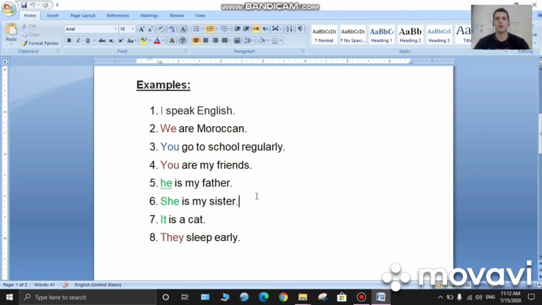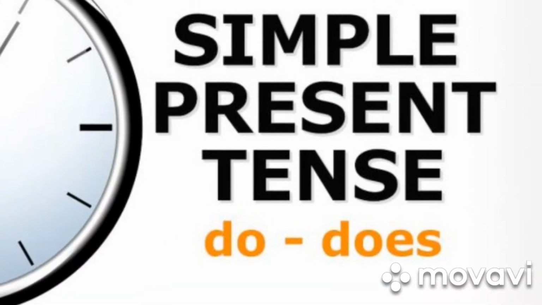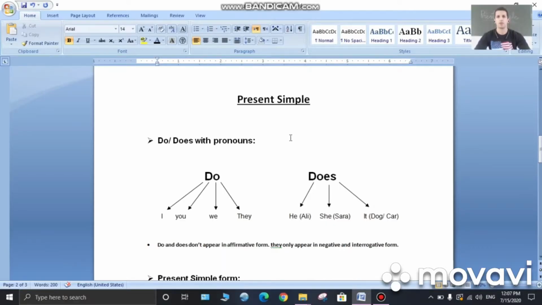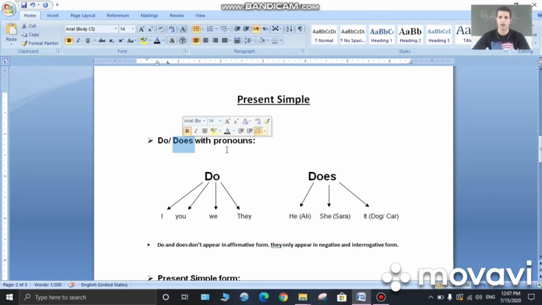Okay, now let's jump to present simple. Notice here we have two main verbs that we always use with present simple. We have do and does. And each of these verbs has a different combination of subject pronouns. Let's start with do. We always use do with I, you, we, and they. These are the pronouns that we use with the verb do.